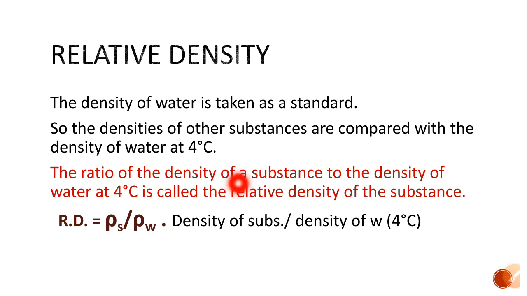Now see the topic that comes here, the relative density. So what is relative density? Here we found that water is an exceptional case. So the density of water is taken as standard. At 4 degrees Celsius it has the maximum density. So the densities of the other substances are compared with the density of water at 4 degrees Celsius, which is the standard value.